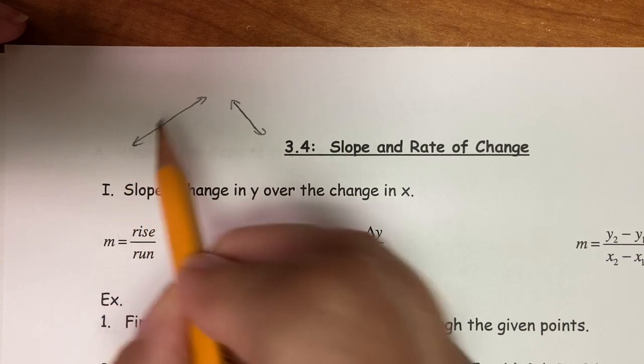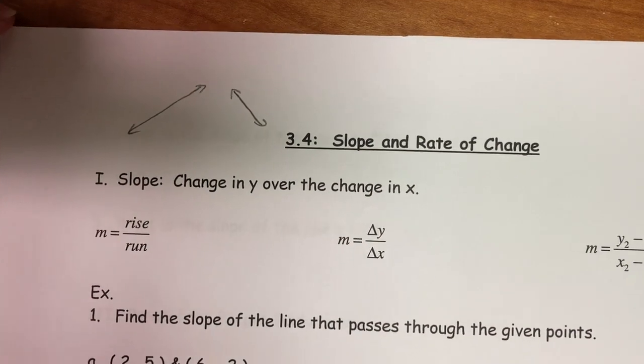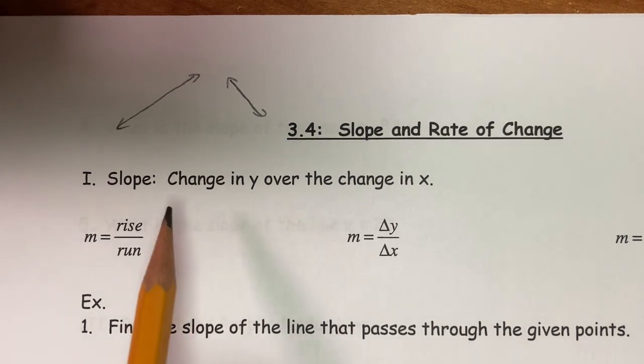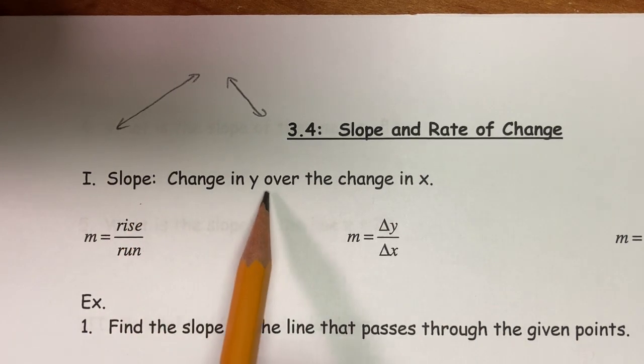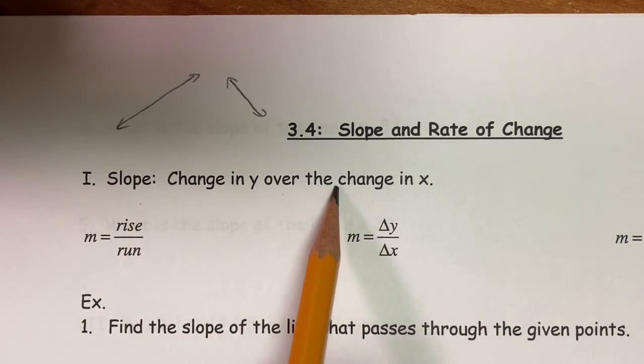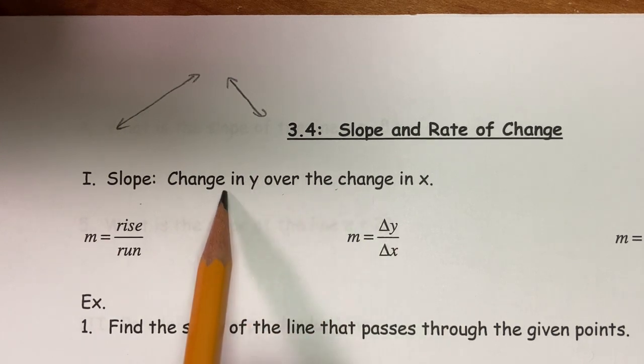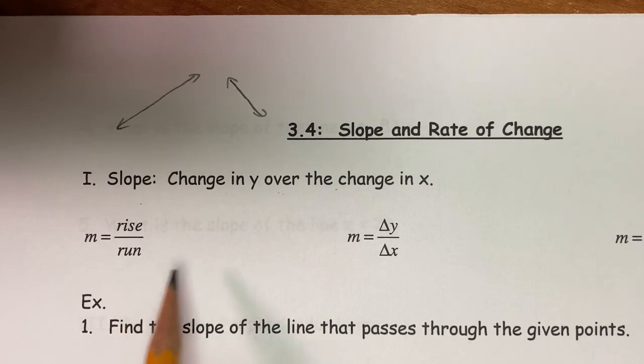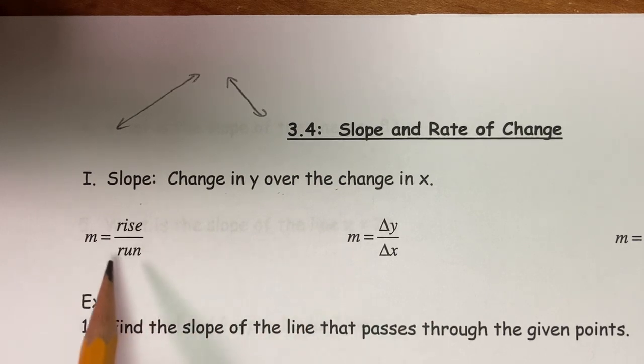So it's like a speed, it's a rate of change. How fast does it happen? So by definition, slope is the change in the y over the change in the x. So the difference in the y's over the difference in the x's. So here are three different ways that we can think of slope.